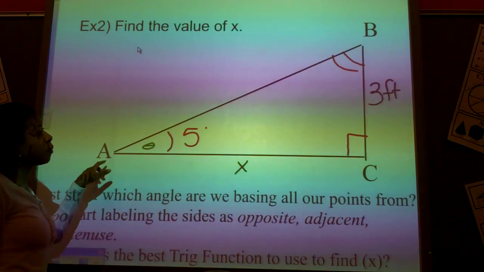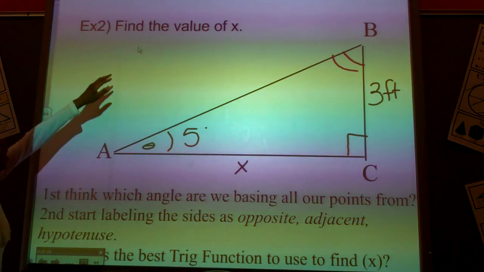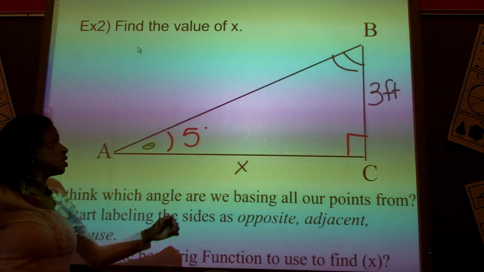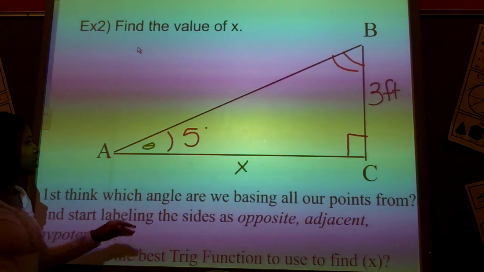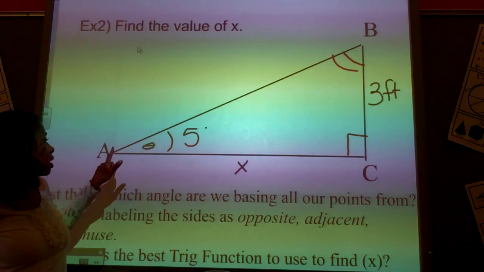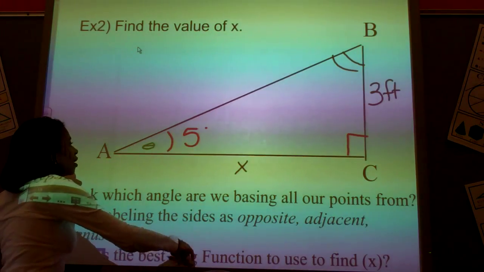On this particular problem, we have triangle ABC, a right triangle, and we're asked to find the value of x. X is here, AC. What are we given? We are given theta; they're telling us to reference angle A. Angle A is 5 degrees. This is our angle measure here.